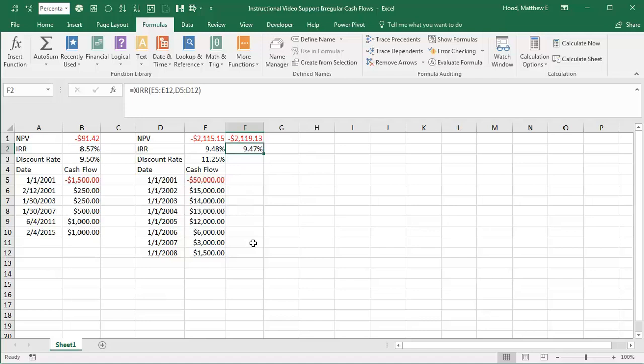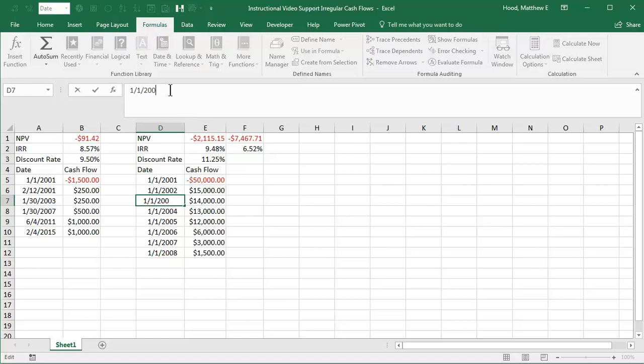I should also point out that you can move dates around. This could be 2002 as well. It has no problem with that. It has no problem if these dates are out of order. But what it does have a problem with is if any of these dates are actually before the initial cash flow. Notice how these aren't changing, the NPV and IRR. That's because it's not even using these dates. It's assuming this goes 0, 1, 2, 3, and so forth.